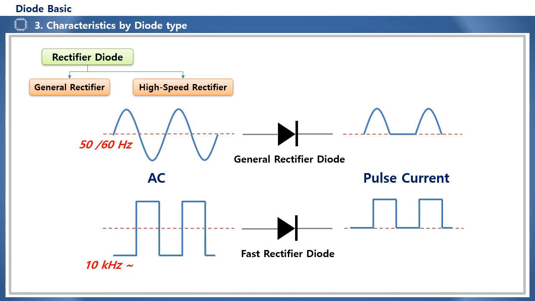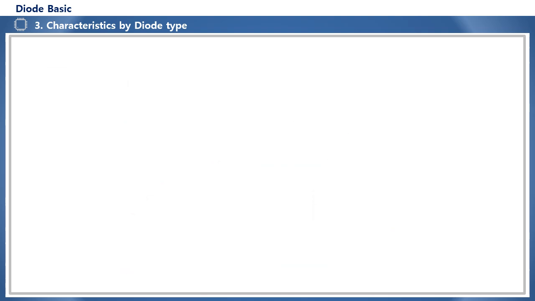These rectifier diodes are mainly applied in power circuits, and therefore are divided into classical rectifier diodes used in commercial power supplies of 50 or 60 hertz as power diodes of 1 ampere or more, and high-speed rectifier diodes used in high frequencies of tens of kilohertz or more, such as SMPS.